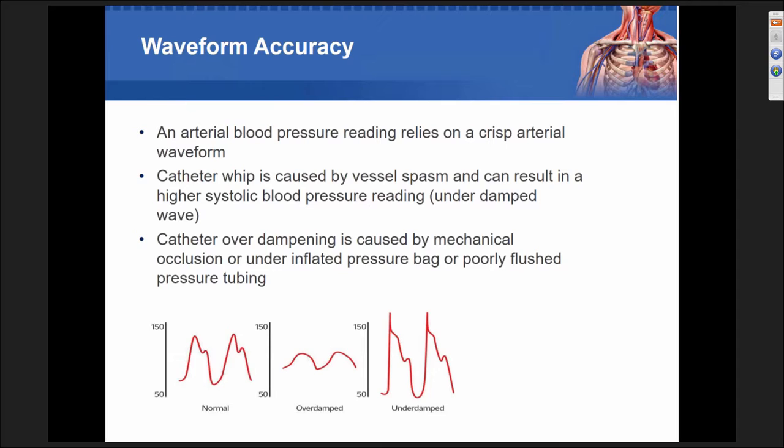And you'll have whip, and you'll see that through the underdamped wave, but you'll have a sharp upstroke and a medium downslope, and then it will resolve itself over time. Sometimes a warm compress will help over the insertion site after the dressing's applied, just to maintain your aseptic area there. The catheter overdampen also can be caused by mechanical occlusion or underinflated pressure bag.